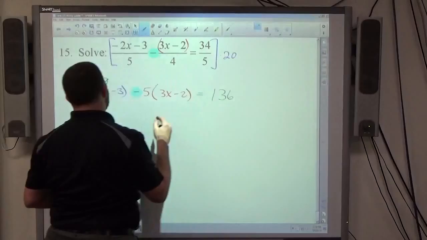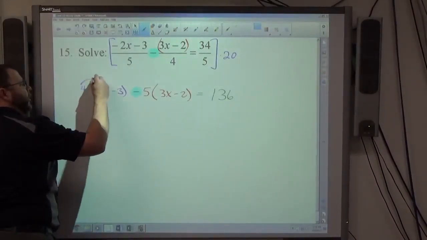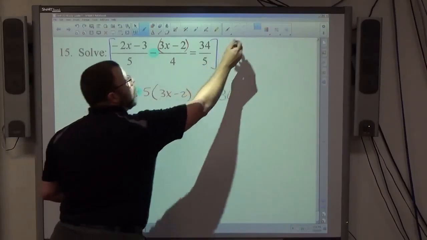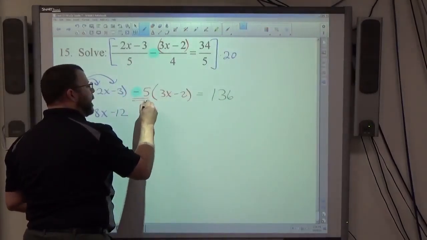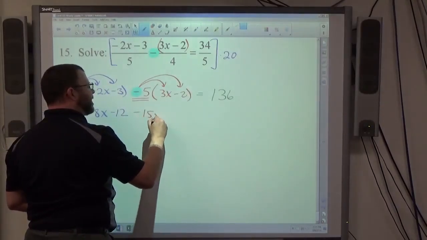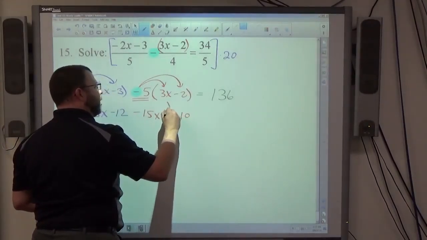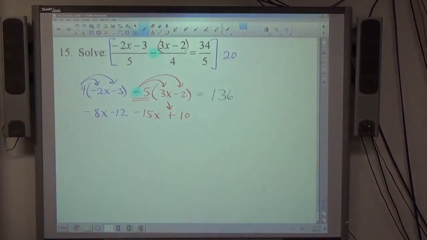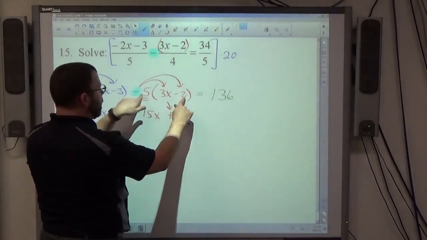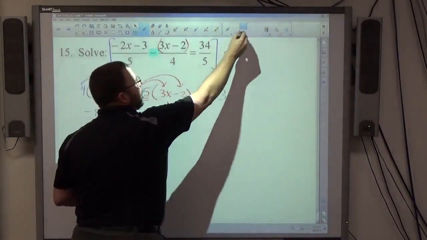So now when I do distributive property, 4 times each of these, it gets me negative 8x minus 12. When I do the distributive property here, I'm distributing a negative 5 through here. I get negative 15x plus 10. This plus sign is what most of you are going to mess up on if you're going to mess up on anything. So be careful. This minus, which is attached to this, is being multiplied by this. Two negatives, when you multiply, make a positive. Be careful of that.